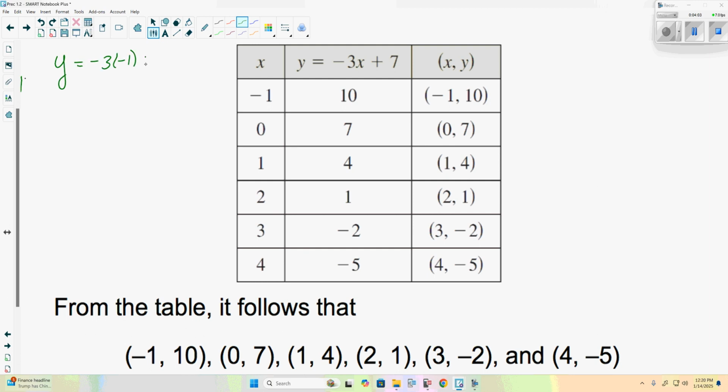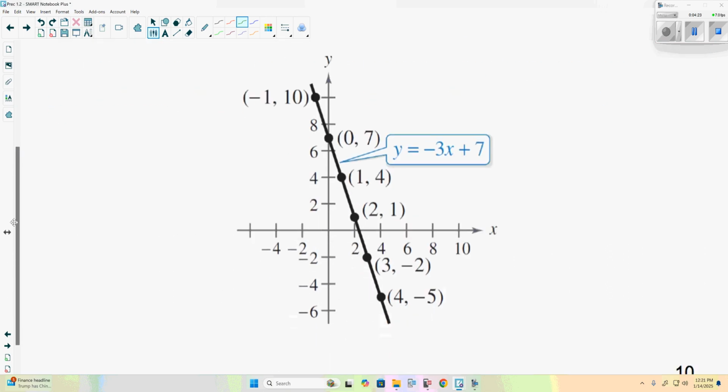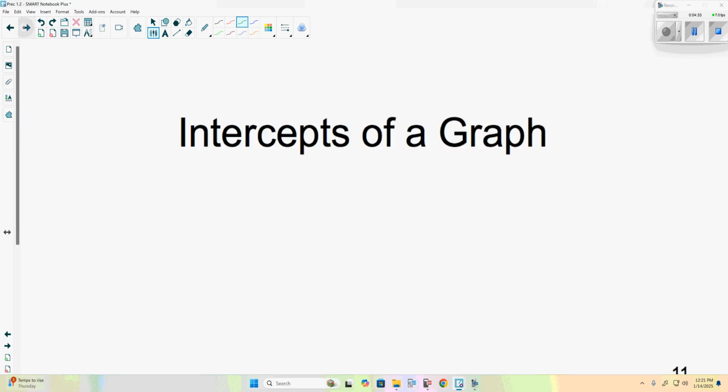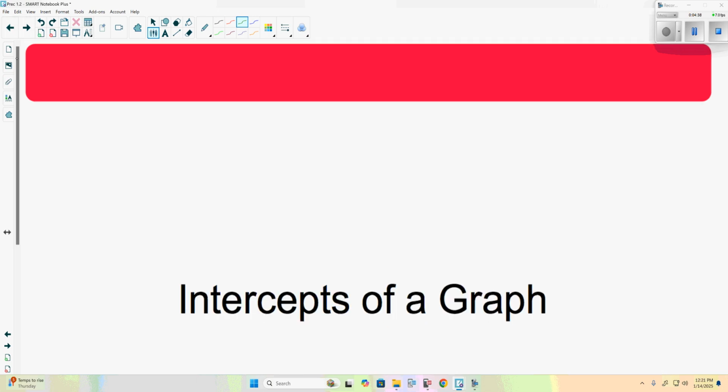-3 times -1 plus 7. 3 plus 7, y is equal to 10. So we have the point -1, 10. And we do the same for 0, 1, 2, 3, 4. And once we get all those points, we plot them on a coordinate plane and draw a line. I mean, that's it for graphing. We've done graphing. Y'all have done it. It's just been years.